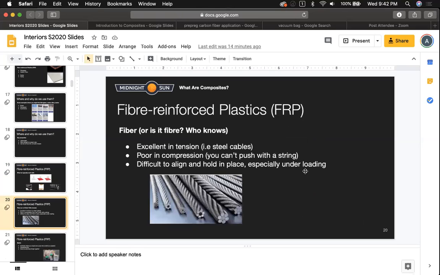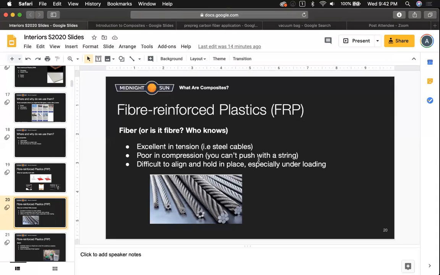So when we look at a fiber reinforced polymer or plastic, if we look at the fiber, I've seen it spelled both ways, so who knows how it's spelled. Fibers are really good in tension. You imagine a steel cable or even fishing line, that stuff is really thin, but when you pull on it, you can apply a fair amount of force before it breaks.